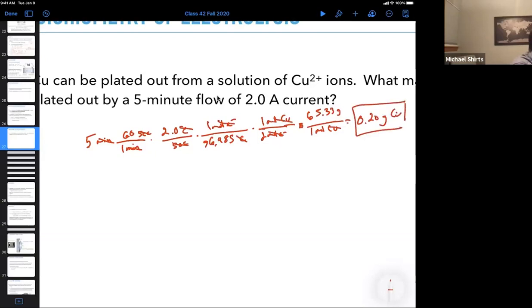Okay, so that's straightforward enough. When you're doing the stoichiometry there for an electrolysis problem, you have to remember, you have to force it by adding electrons. How many electrons did you add? That'll tell you how far the reaction went.